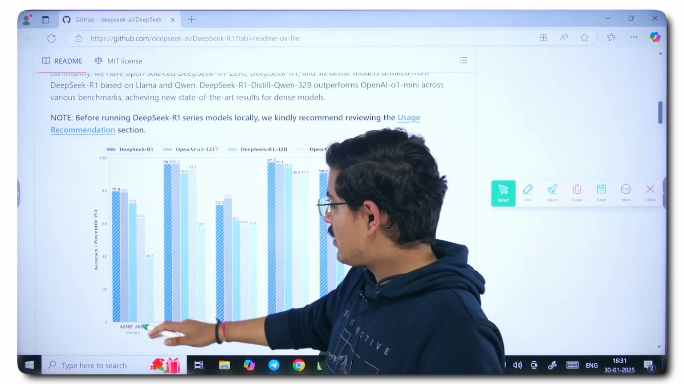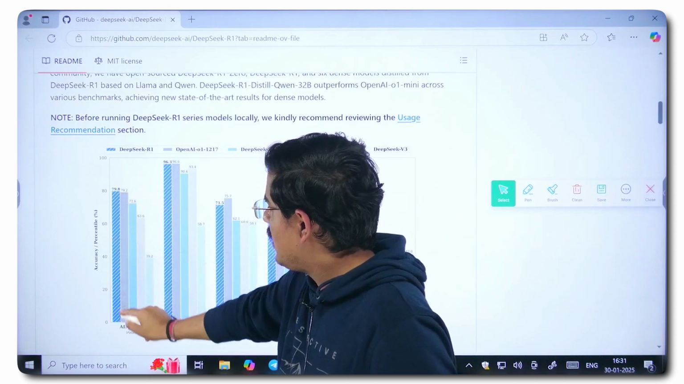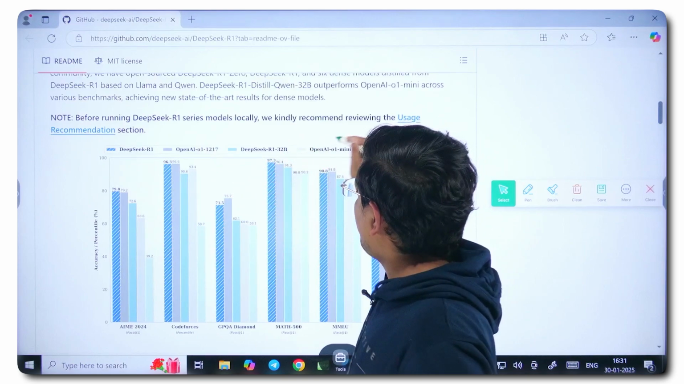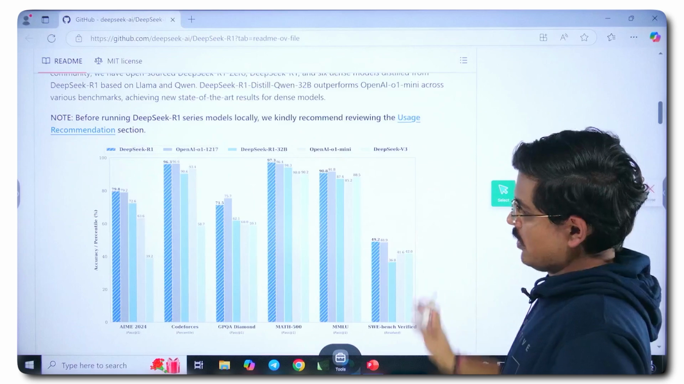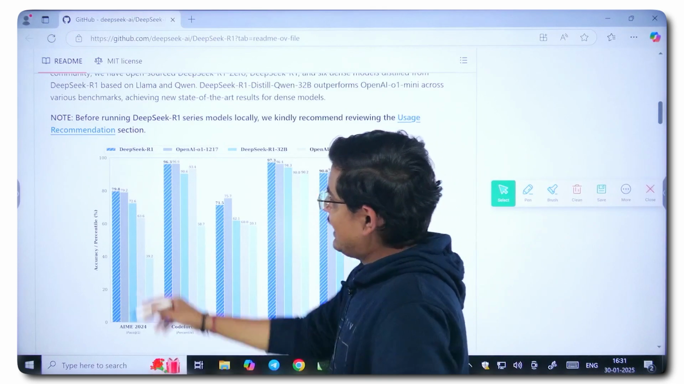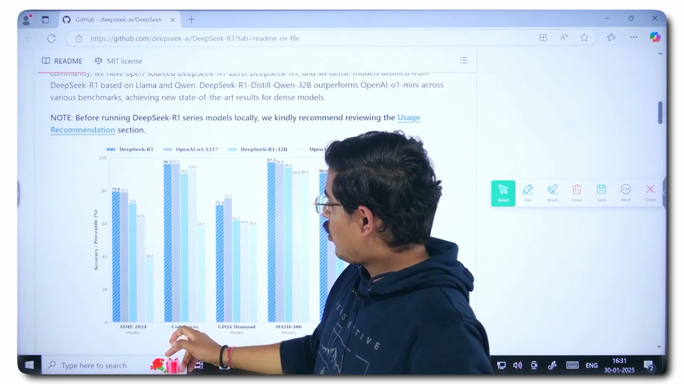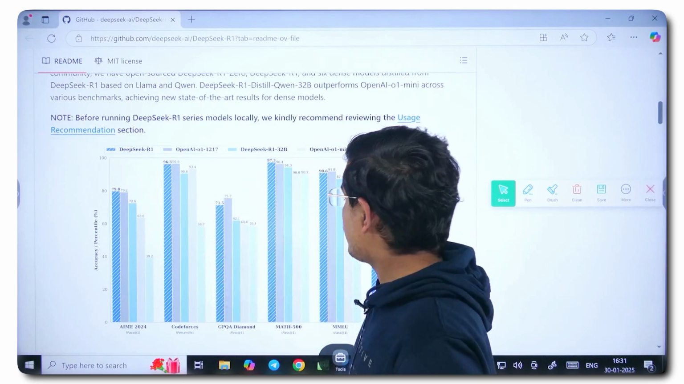On the performance metrics, AIME 2024, they have performed better. This is DeepSeek, fine. They have performed better than OpenAI Owen. They have performed better than OpenAI Owen Mini. They have performed better than both of their versions. Fine. So whatever you're seeing in gray is of OpenAI. Fine. And if you see on Codeforces, again, comparable to OpenAI, 96.3 and 96.6.